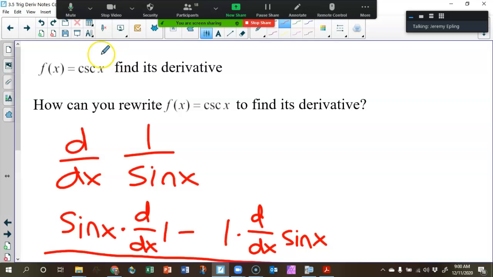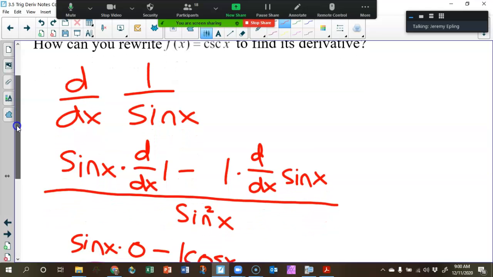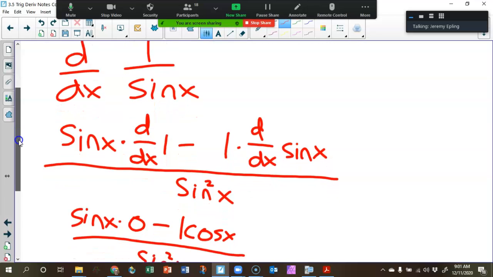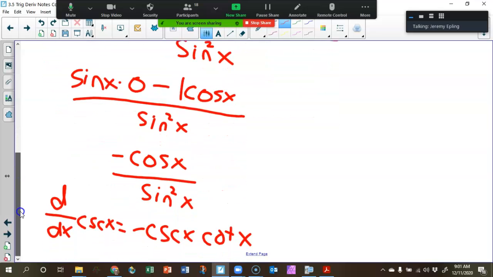So you had to find the derivative of cosecant. So 1 divided by sine. Again, it is our quotient rule. The bottom times the derivative of the top minus the top times the derivative of the bottom, all over the bottom squared. The derivative of 1 is 0, that constant. The derivative of sine is cosine. And so you have negative cosine x divided by sine squared x, or negative cosecant x cotangent x. Questions on cosecant's derivative?